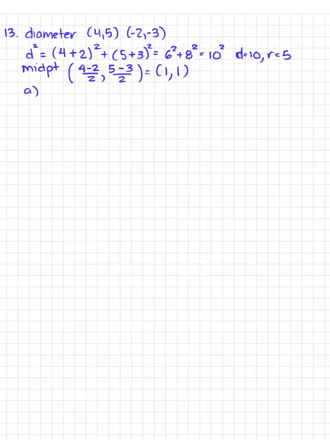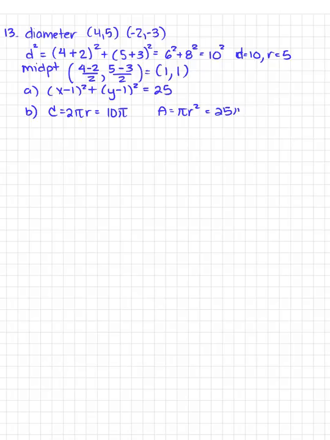So the equation will be x minus 1 squared plus y minus 1 squared equals r squared. And you're done. Then it asks for the circumference and area. Circumference is 2 pi r, so that will be 10 pi. And my area is pi r squared, which will be 25 pi. And that's it for that one.